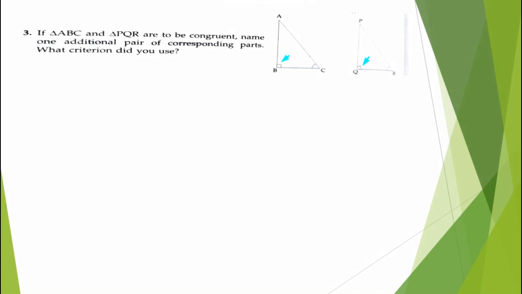So sometimes the information is given in the question in the form of language, and sometimes it is given in the figure, as it is given in this question. Angle C is equal to angle R. So these two angles are given equal. So that means two angles are given equal, so they might be congruent by ASA rule.